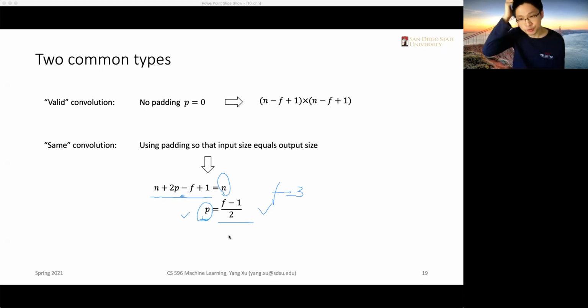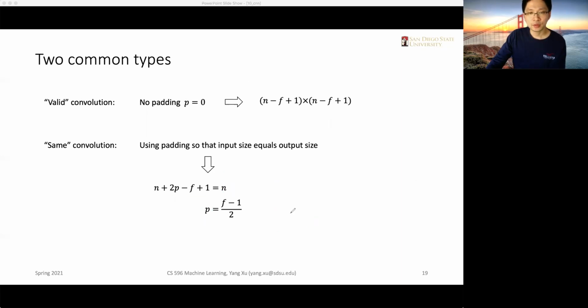So in order to preserve the size, we have to do a 1 padding, and if we do 2 padding, then that's too much. If the filter is 5, then 5 minus 1 divided by 2 would be 2, so we need to do a 2 padding. If f is an even number, then this division does not generate an integer. So generally speaking, the filters that we use are usually odd numbers.